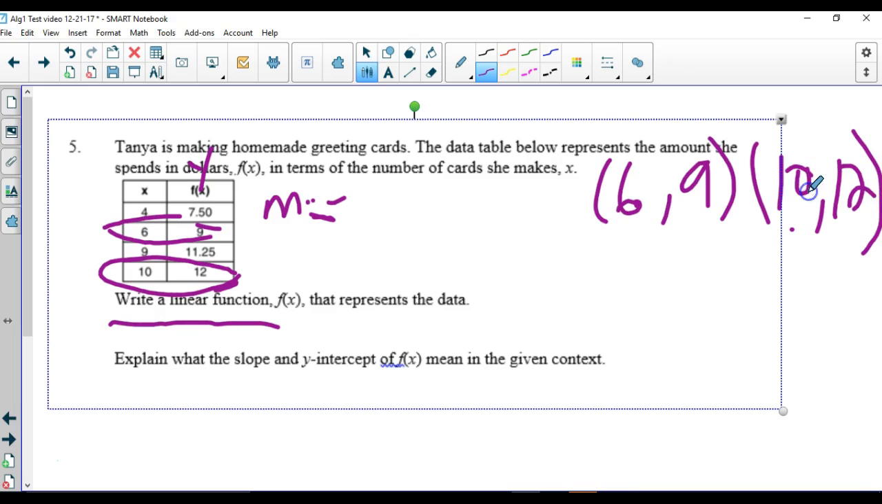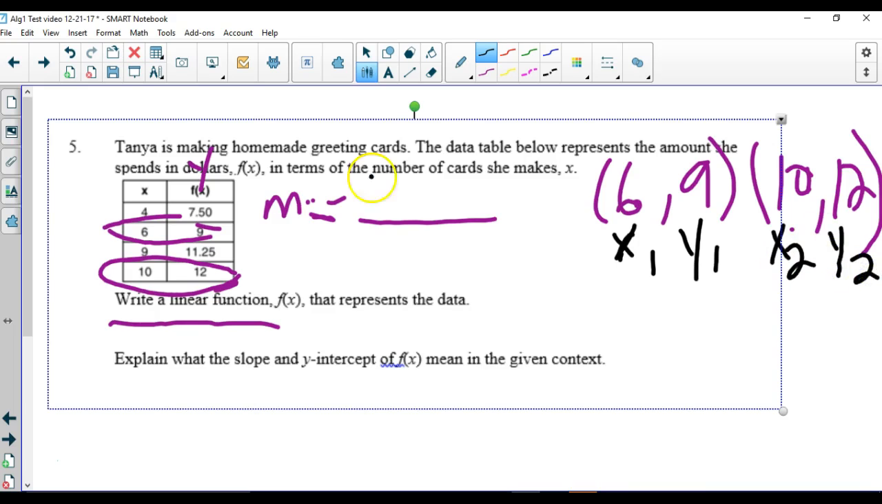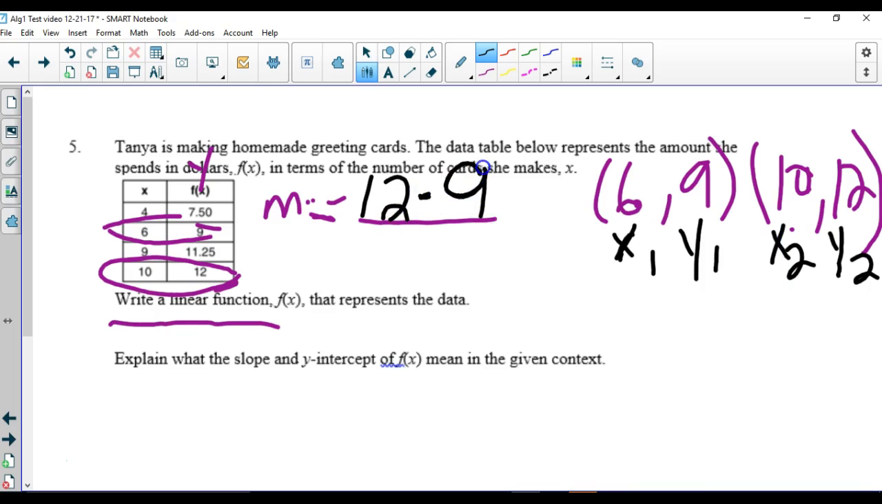12, 10. I'm going to do the same thing: Y2 minus Y1 over X2 minus X1. I'm going to label them so we see them: X1, Y1, X2, Y2. And I'll just label them. So this is 12 minus 9, and this is 10 minus 6.